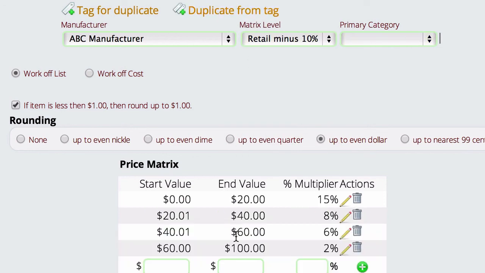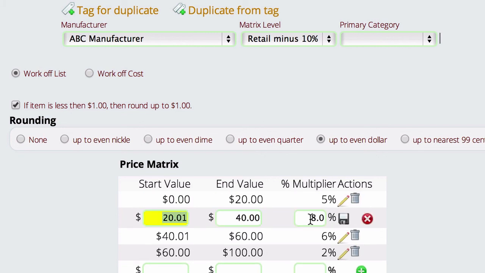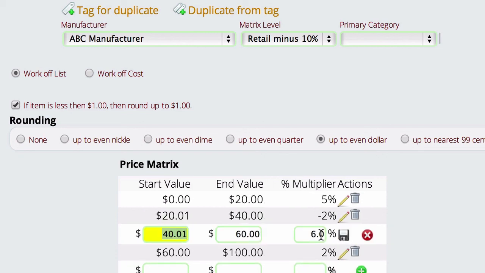And so you'll notice now my retail minus 10 looks exactly like my default retail does. The problem is I want this to be minus 10%, because that's the name of it, right? It's retail minus 10%. So all I'm going to do is modify each of these records and reduce them by 10. So this one is going to become 5%. This one is going to become a negative 2%. This would become a negative 4%.